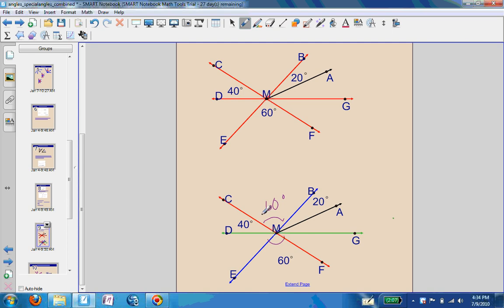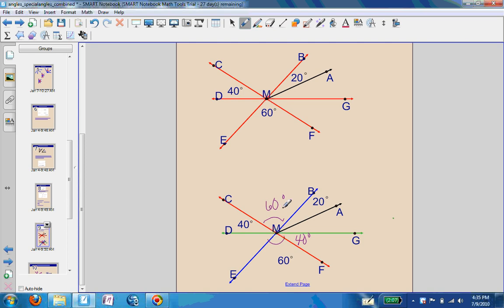And we also have red and green and red and green across from each other. So since this one's 40 degrees, this one over here must also be 40 degrees. So we're figuring a lot out right away. Now we have a straight angle right here, so we know it adds up to 180. All these are supplementary, adding up to 180.